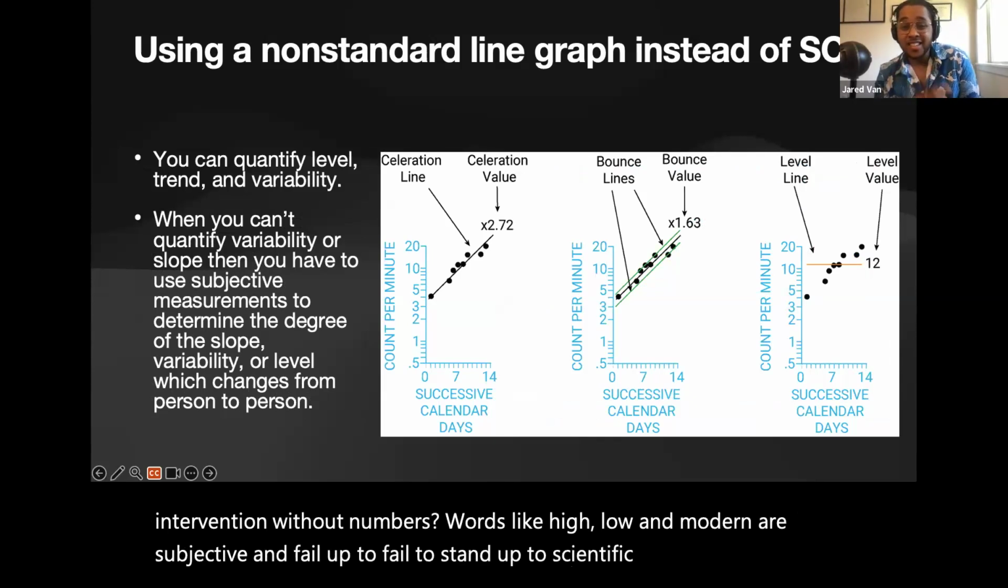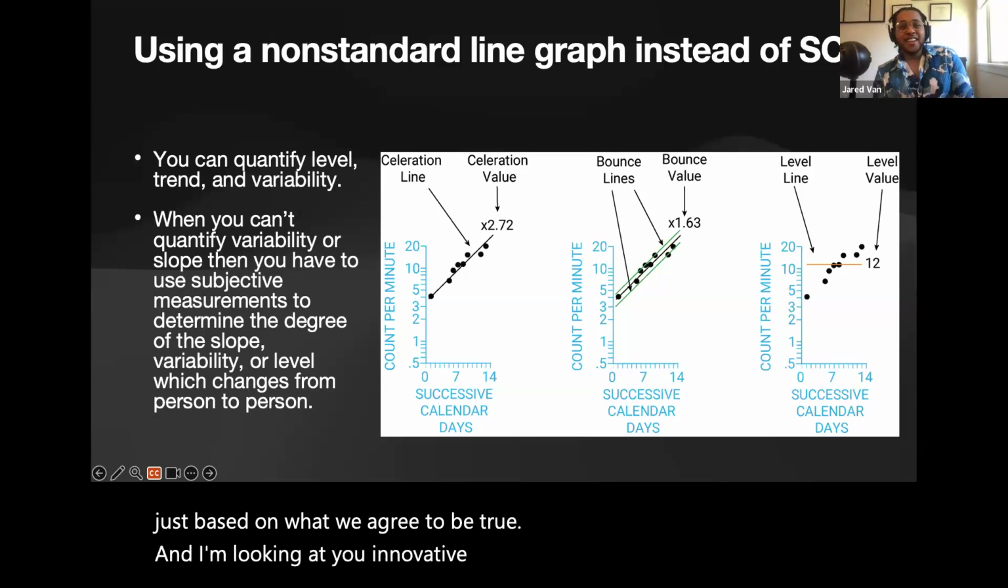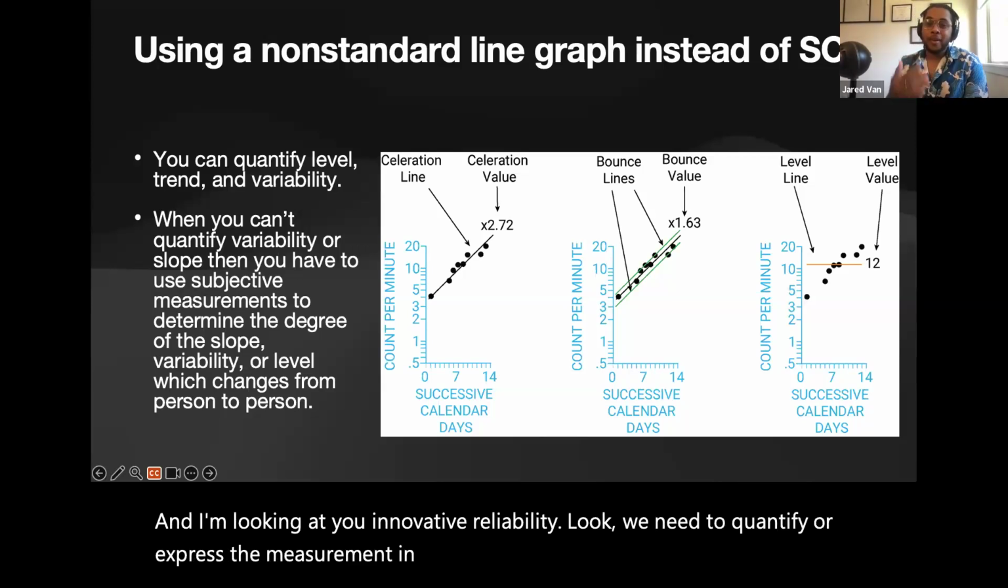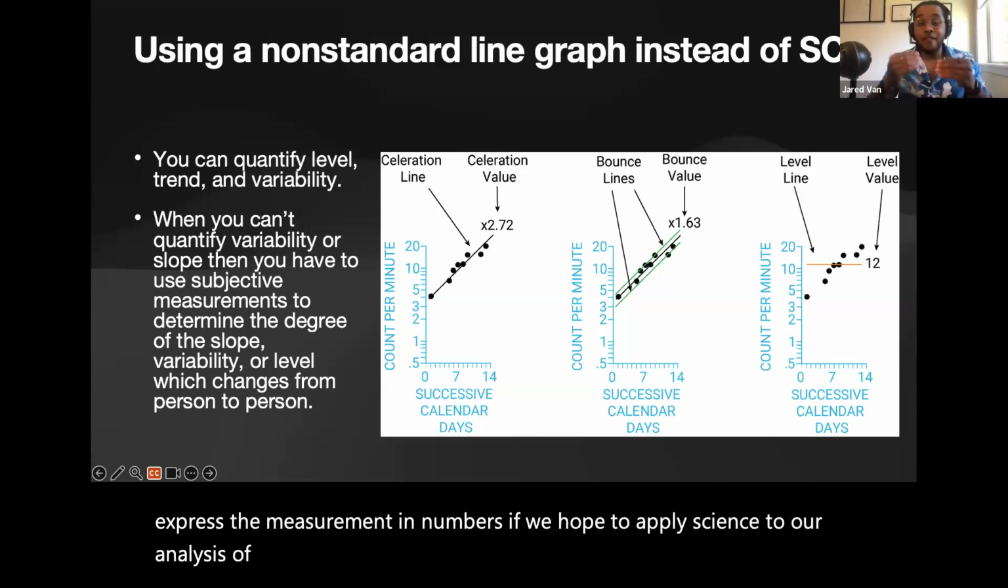And science isn't just based on what we agree to be true. And I'm looking at you, interobserver reliability. Look, we need to quantify or express the measurement in numbers if we hope to apply science to our analysis of behavior, because this affects how practitioners make decisions.